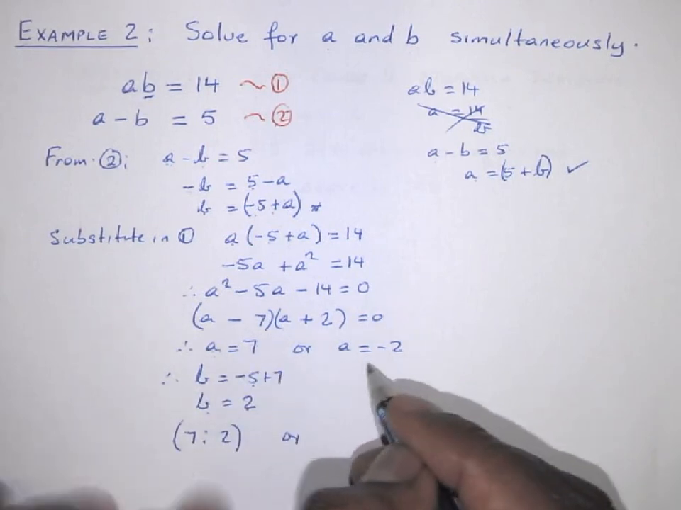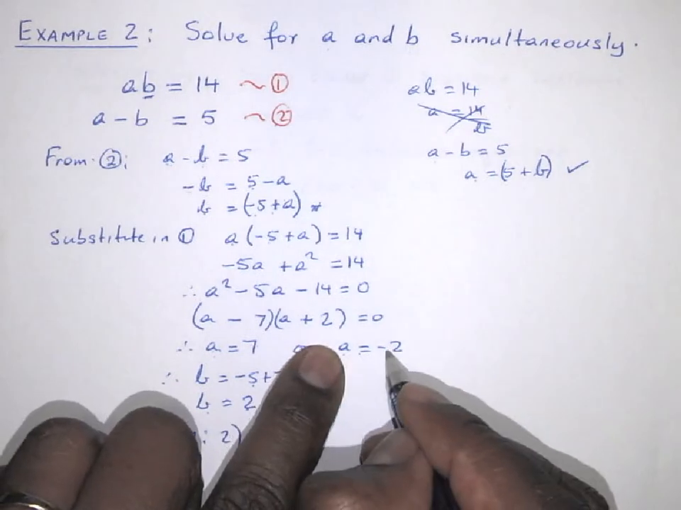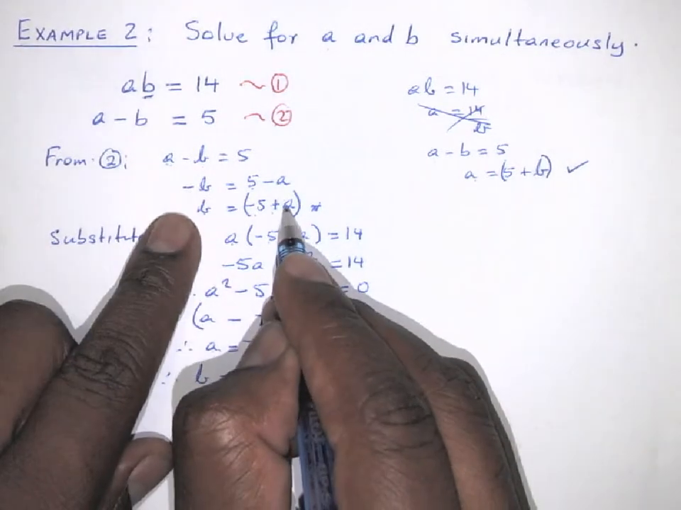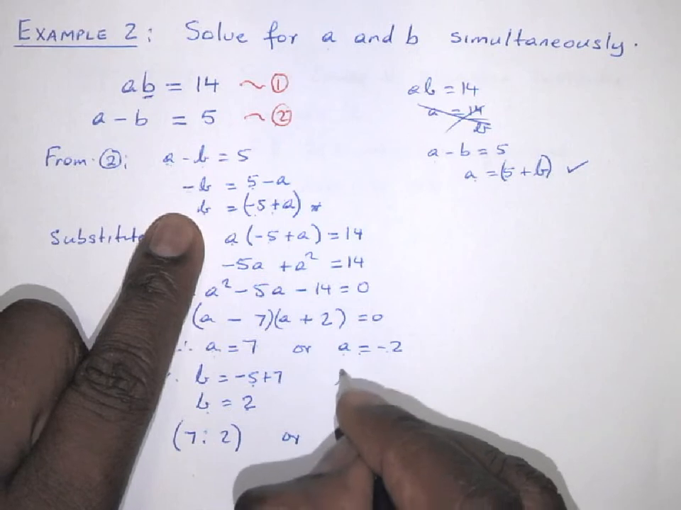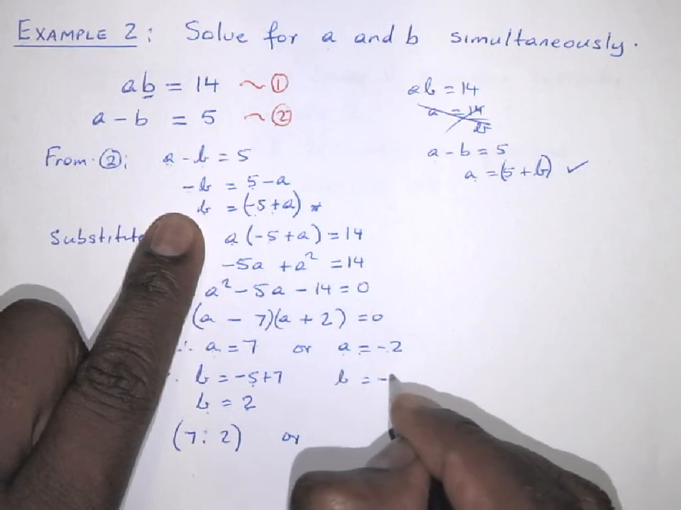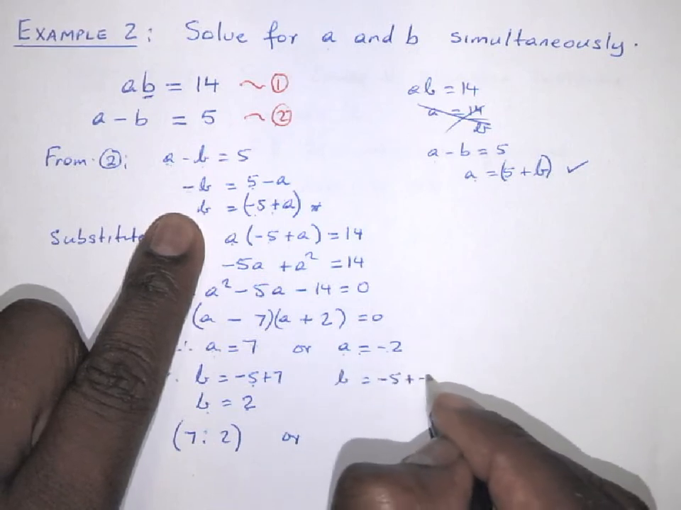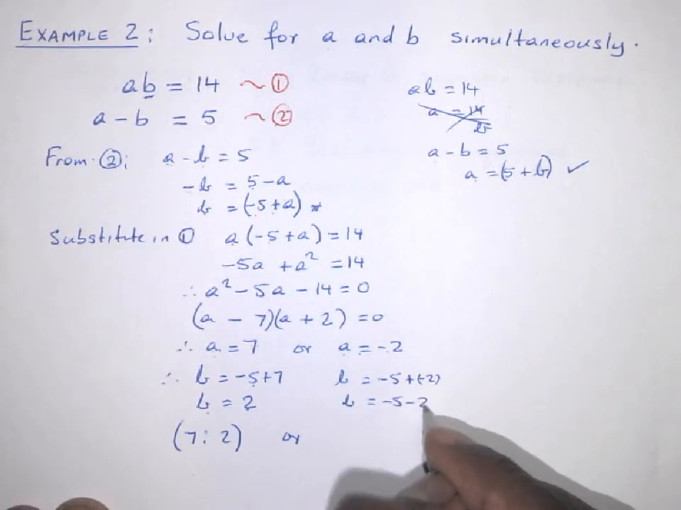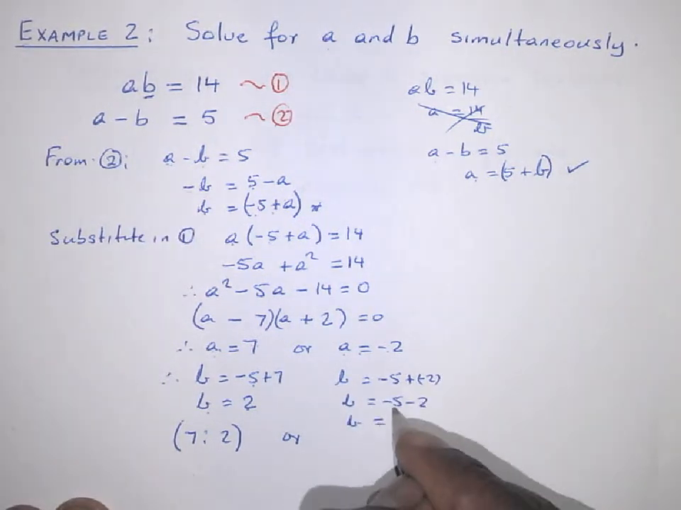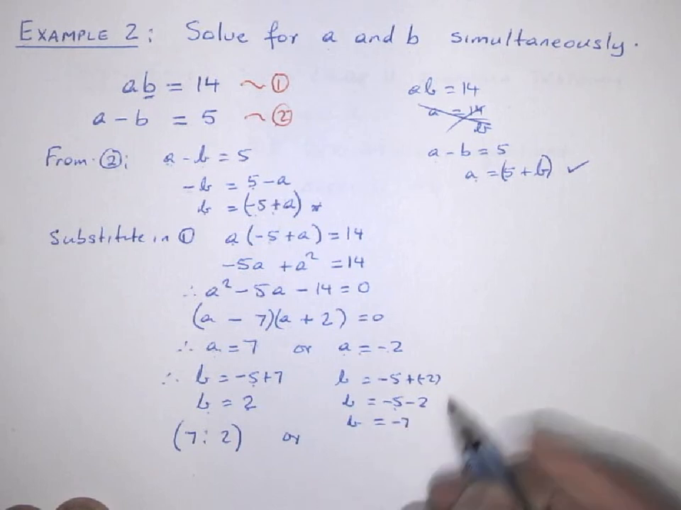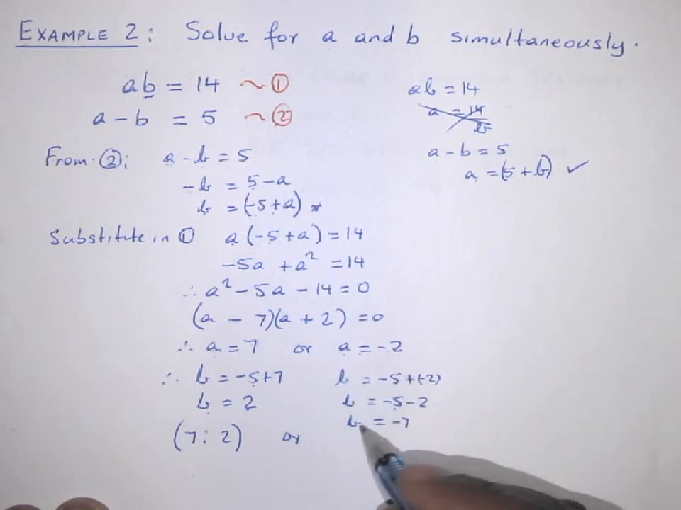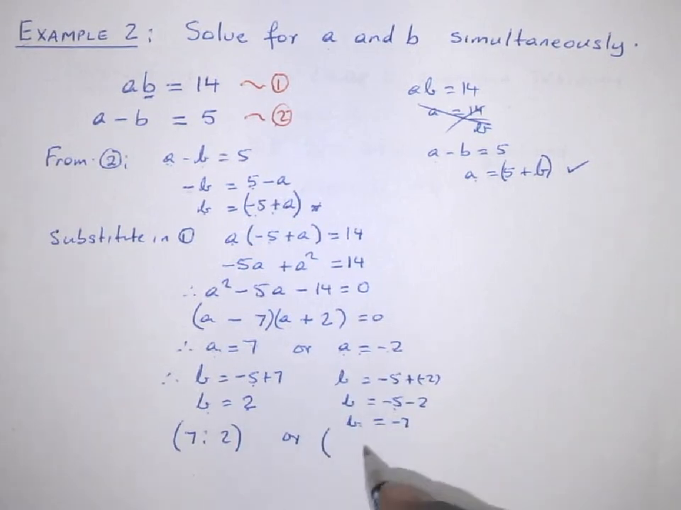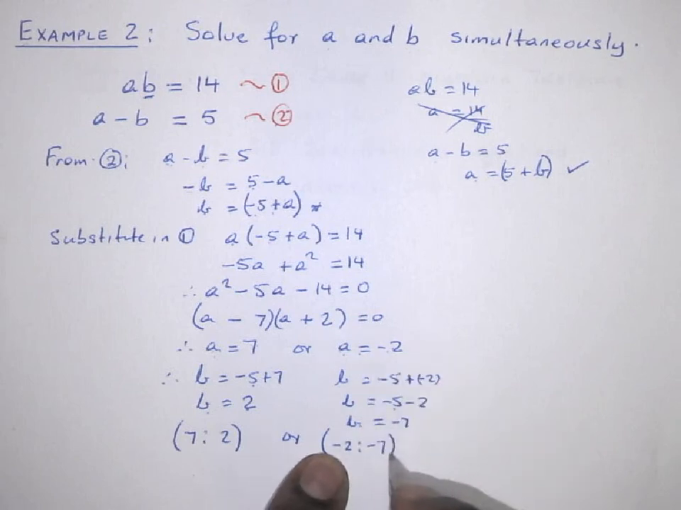Or, so let's come to here. When a is minus 2, what do we do? If I put a as minus 2, b will be equal to minus 5 plus minus 2. So which means that your b value is equal to minus 5 minus 2, which is minus 7. Which means when a is minus 2, your b is minus 7. So if I put it as coordinates, I'll have minus 2, minus 7.